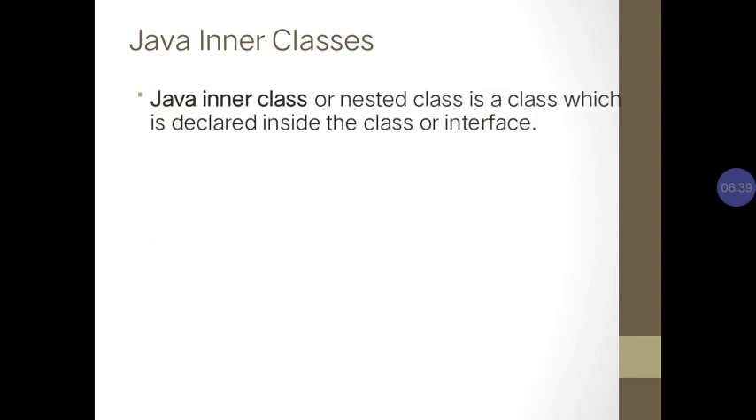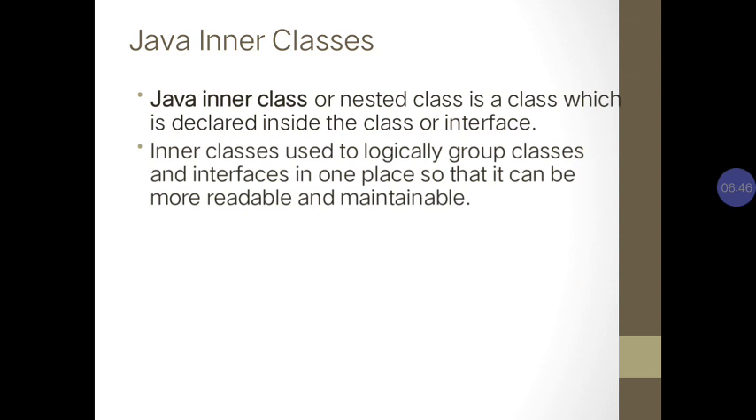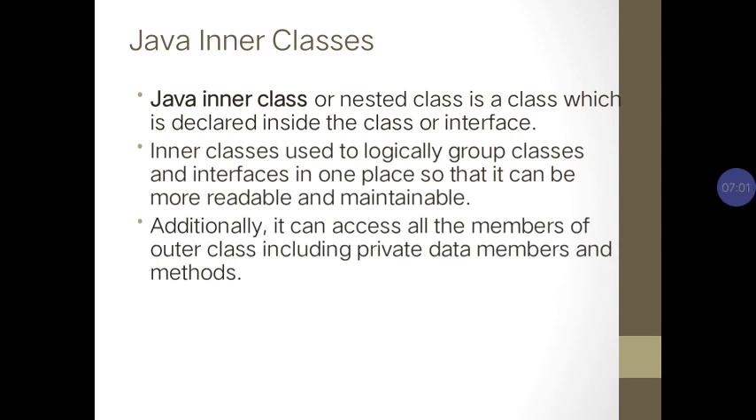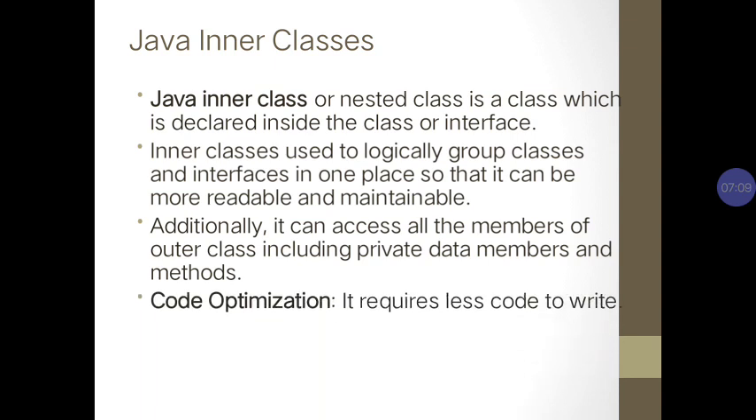What is the Java inner class? A Java inner class is nothing but a class which is declared inside a class or any other interface. So what is the use of these inner classes? These inner classes are generally used to logically group classes and interfaces in one place so that it can be more readable and maintainable. Additionally, it can access all the members of the outer class, including private data members and methods also. So it provides us code optimization as it requires less code to write.